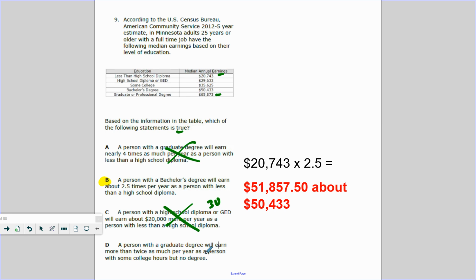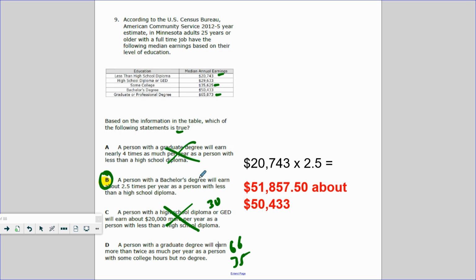D, a person with a graduate degree, about 65,000, 66,000, will earn nearly twice as much as a person with some college hours. So it's 35. Could be this one. Oh, actually no. Double 35 is 70. So not quite. But let's look at B. Let's see why B is a better answer.